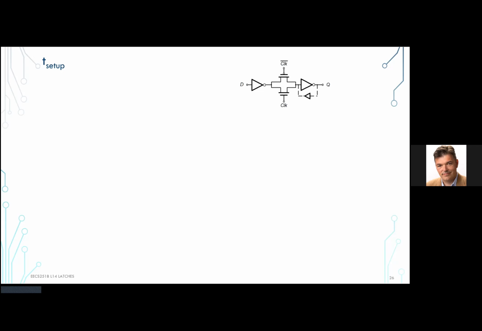But what happens at a point when we are trying to calculate the setup time? What is happening here? My data is arriving so late that this node is not reaching its final value.